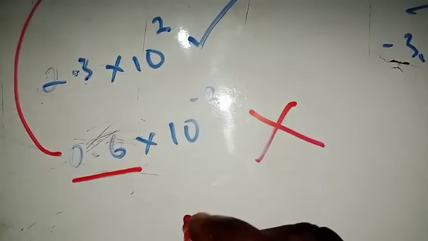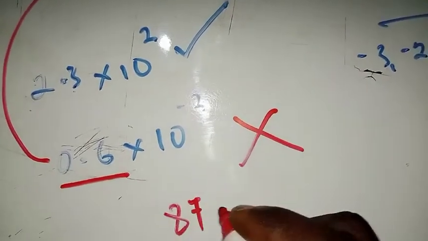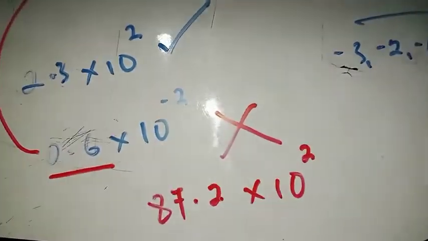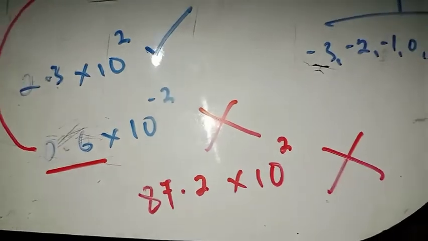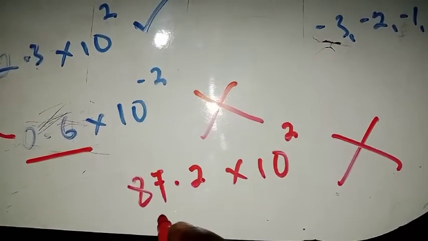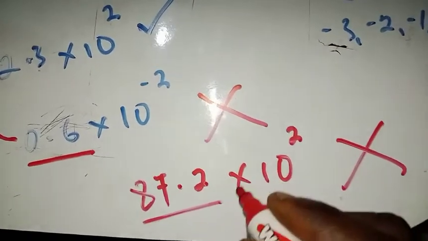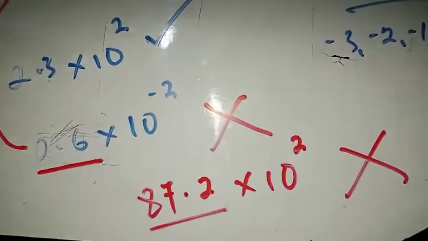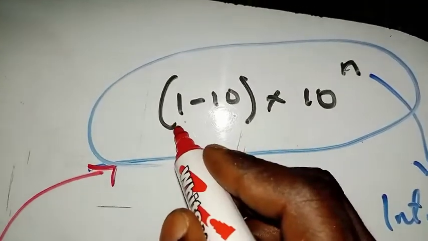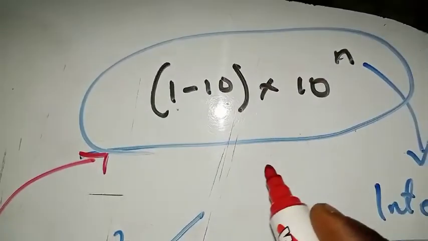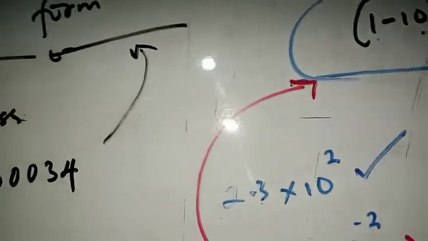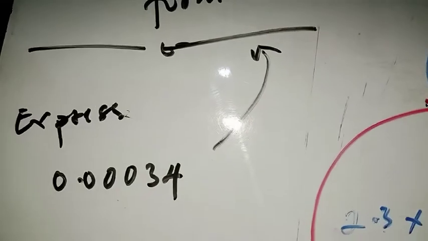What about this one? Let's say it's 7.2 multiplied by 10 raised to the power of 2. This is also not in standard form, right? Why? Because the number before the multiplication sign is more than 10. So the definition says that the number must be between 1 and 10 before it can qualify to be a member of this standard form.